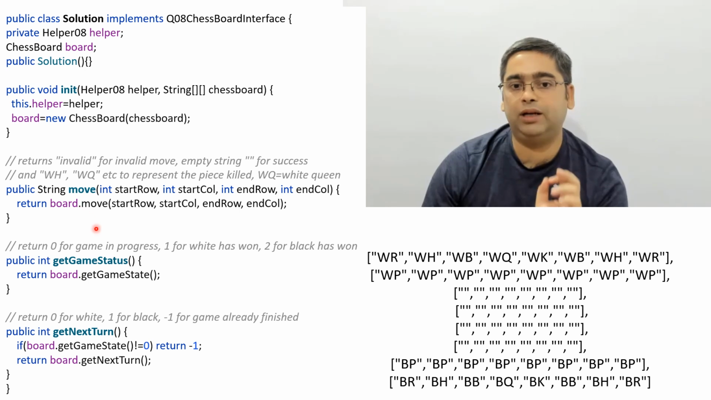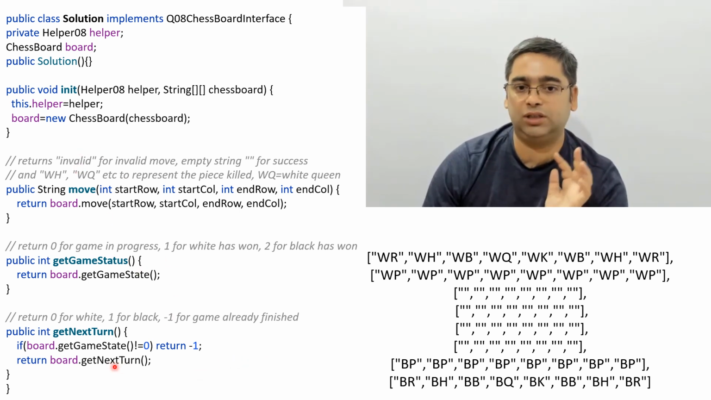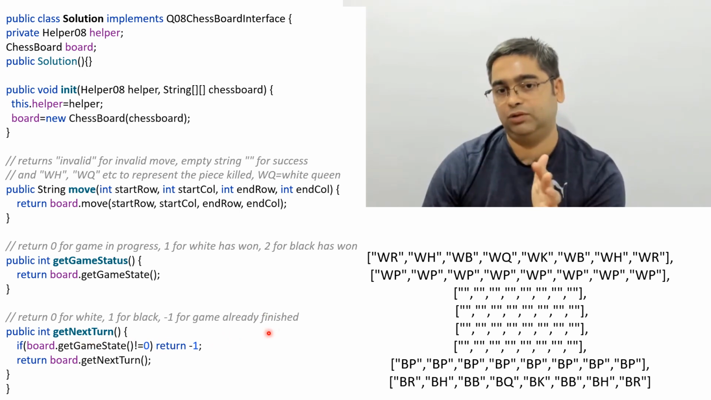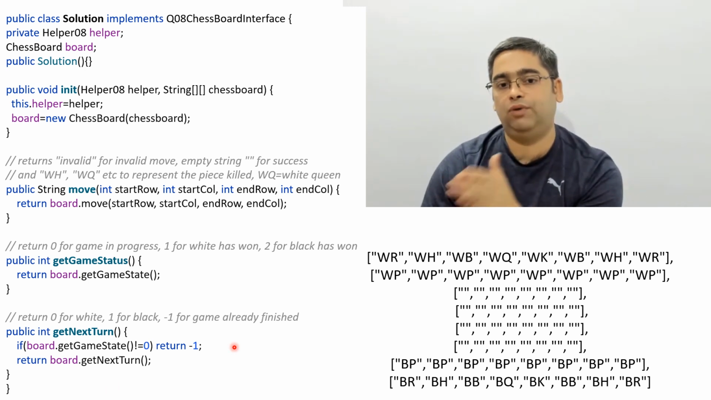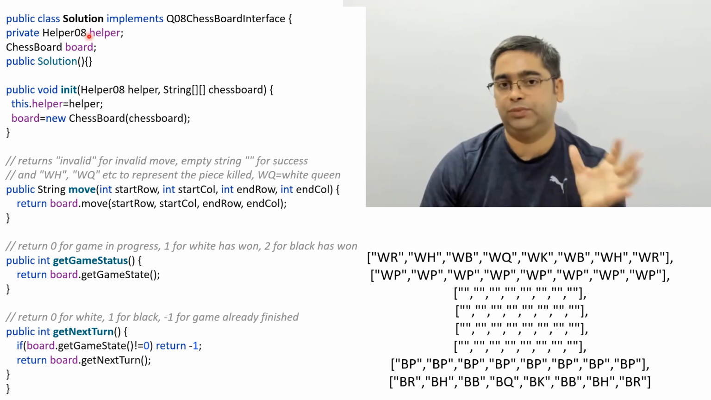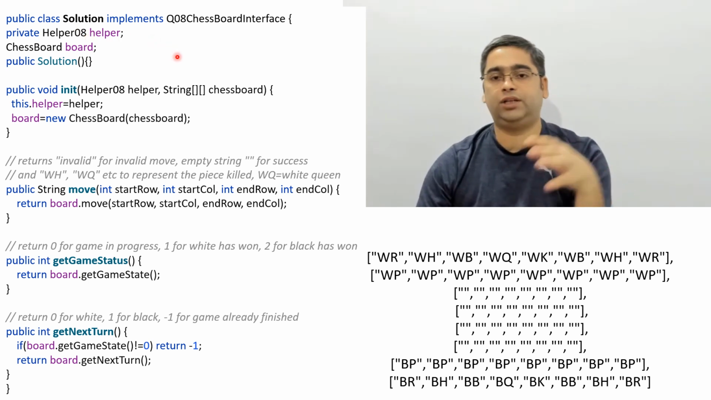For its move method, it simply calls the board. For the get game status, it calls the board. For the get next turn, it simply calls the board. So all it does is it simply calls the chessboard object. Here it handles only one case. If the game state is not 0, that is the game is over, one of either white or black has won, then it returns -1, that is no one's turn next. So this is all about how we test our code.